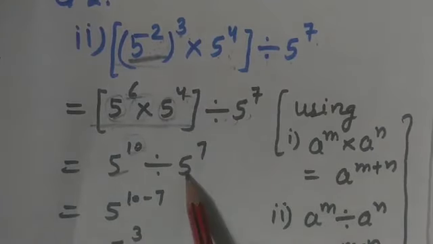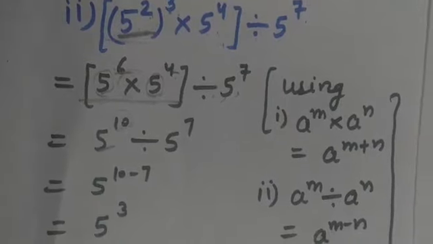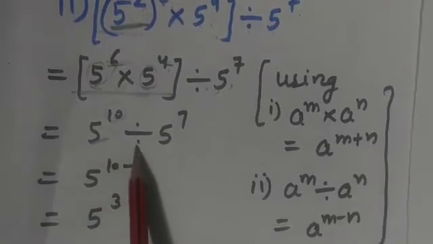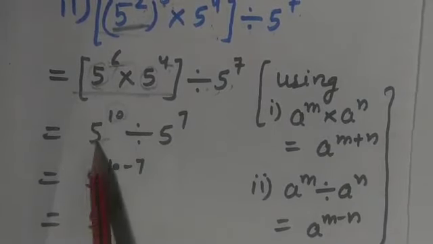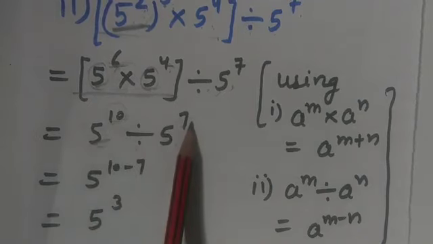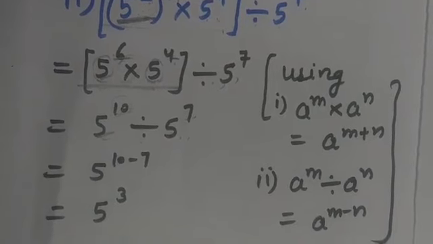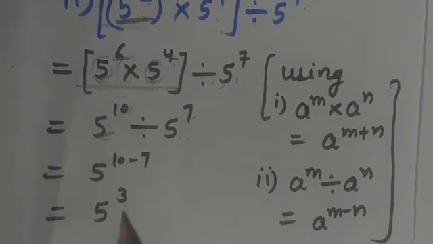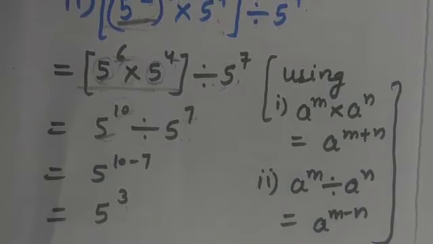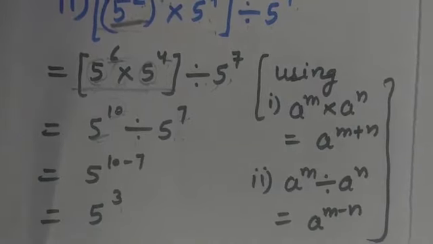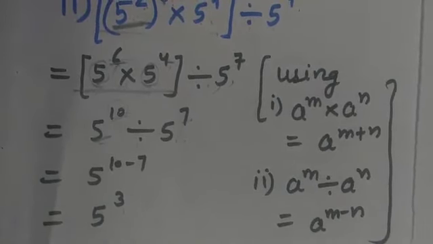divided by 5 raised to the power 7. Again I am observing that in between I am having division and we have the same base. So the powers get subtracted. So it will be 5 raised to the power 10 minus 7 and this is 5 raised to the power 3. And you have to mention which law you have used in this for solving.